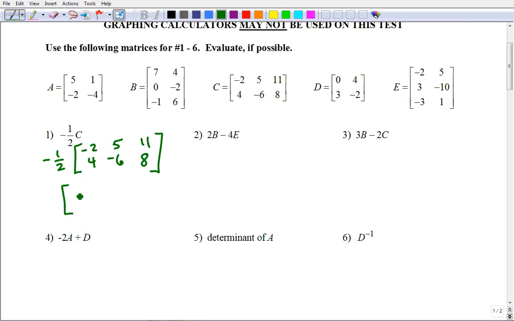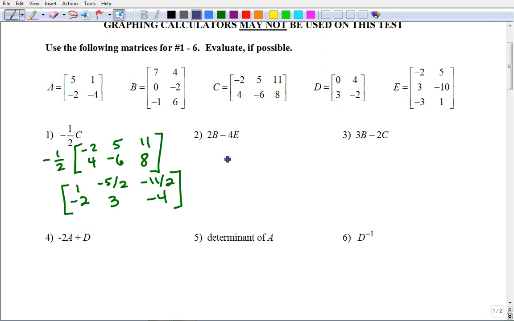So then you get 1. -1/2 times 4 is -2. -1/2 times 5 is -5/2. -1/2 times -6 is 3. -1/2 times 11 is -11/2. You can leave it as a reduced fraction, but it doesn't have to be simplified all the way. And then -1/2 times 8, we get -4. So there's the answer to our first problem.